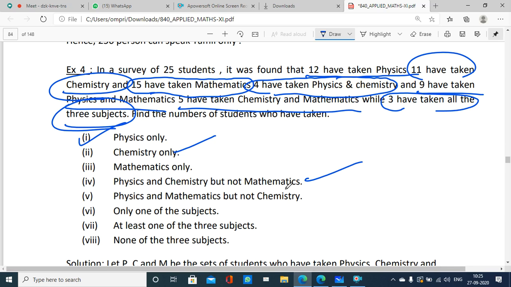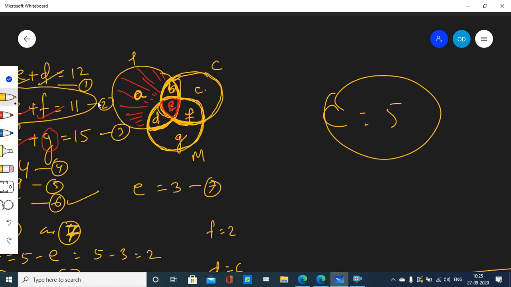Then physics and this also you can do. Then the number of students who study only one of the subjects. Only one of the subjects, its answer will be A plus C plus G.